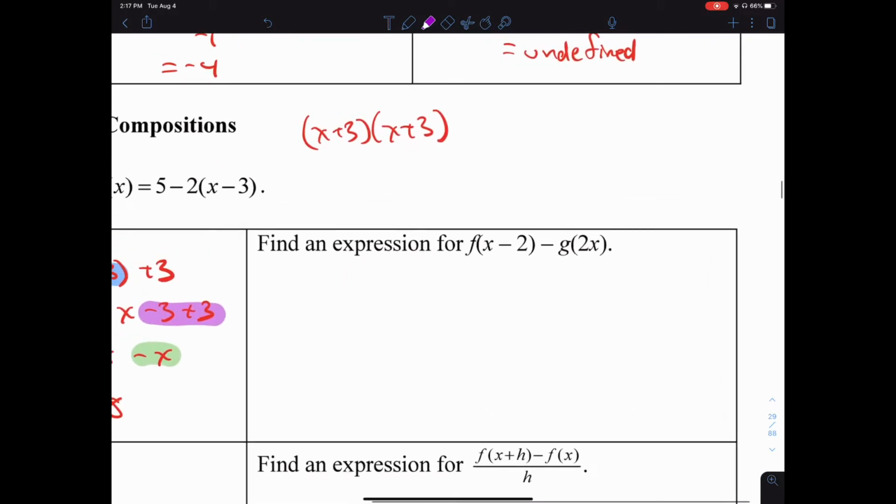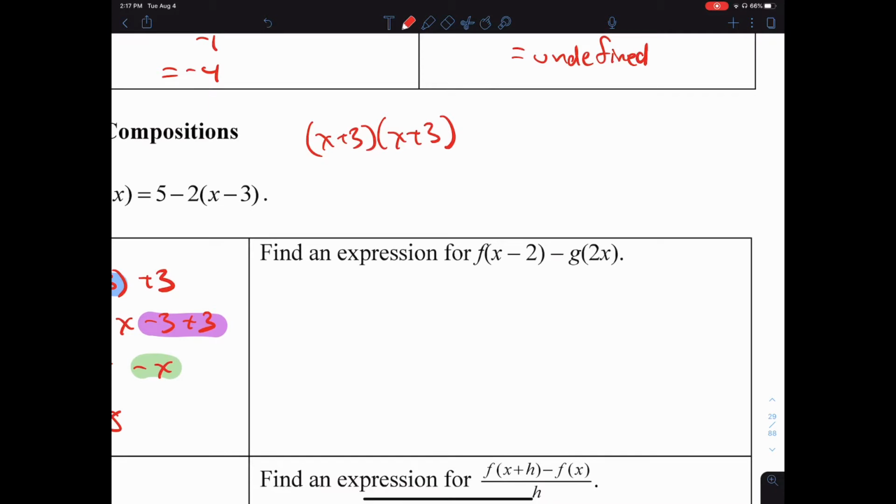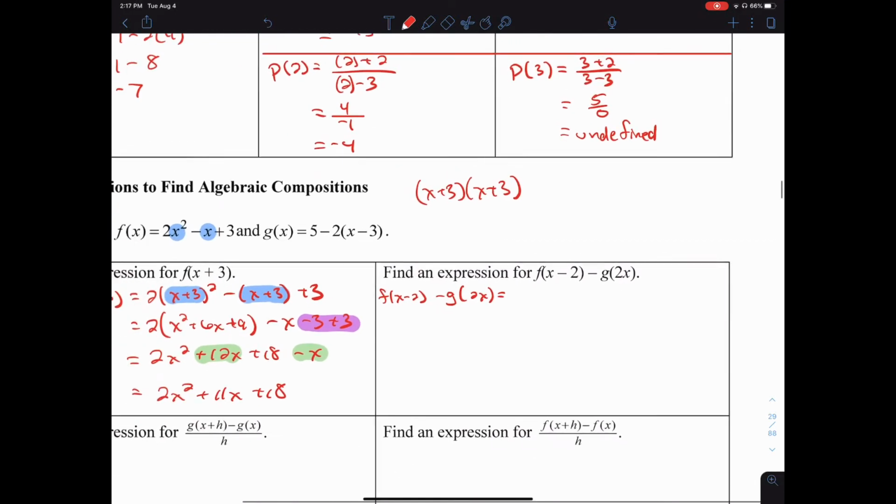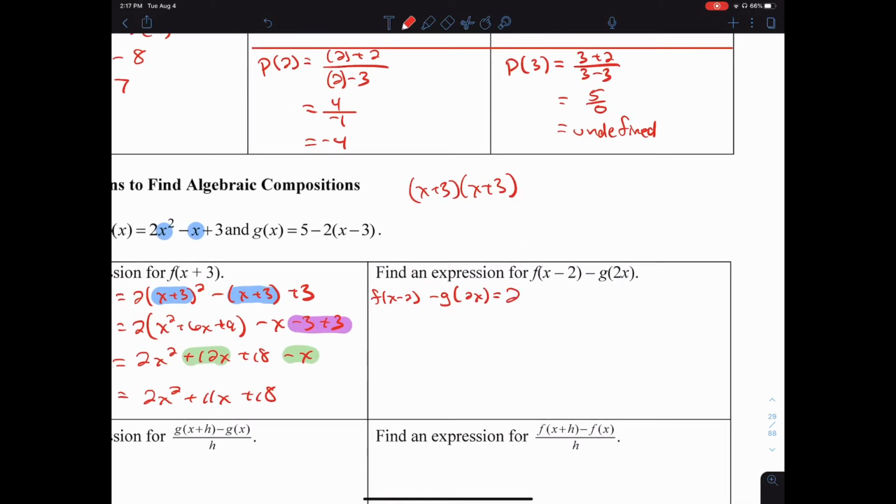Find an expression for this monstrosity. All right, well, let's try to do that. So we have f of x minus 2 minus g of 2x. That's going to equal. I'm going to take function f. Every time I get to an x, I'm just going to put parentheses.